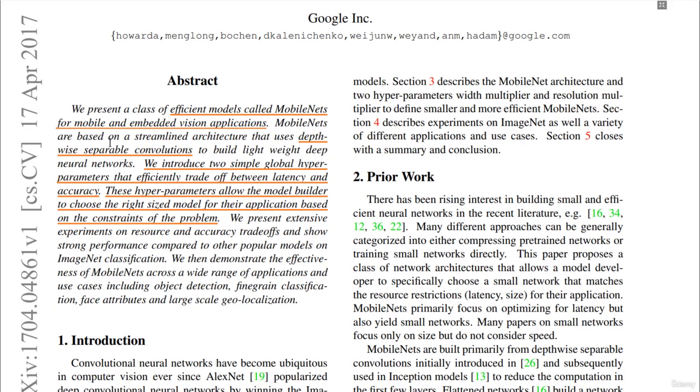MobileNets are based on a streamlined architecture that uses depth-wise separable convolutions to build lightweight deep neural networks. We introduce two simple global hyperparameters that efficiently trade off between latency and accuracy. These hyperparameters allow the model builder to choose the right size model for the application based on the constraint of the problem.